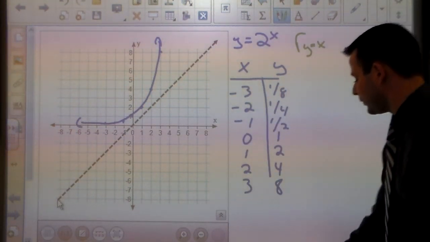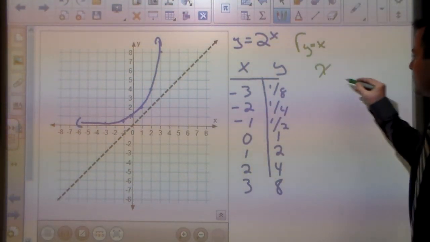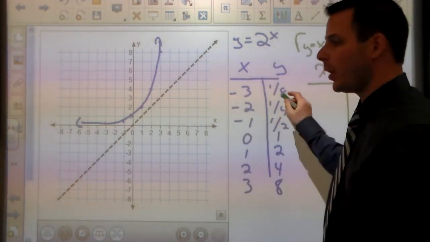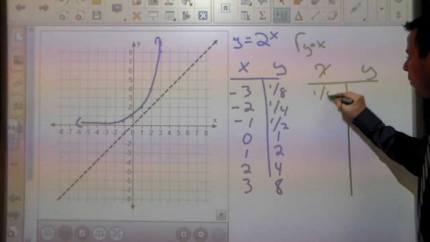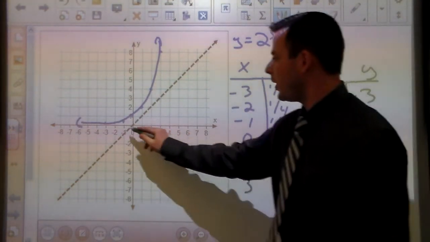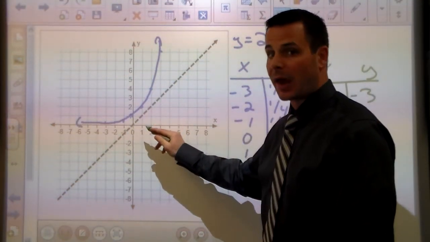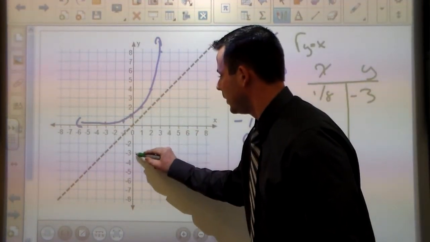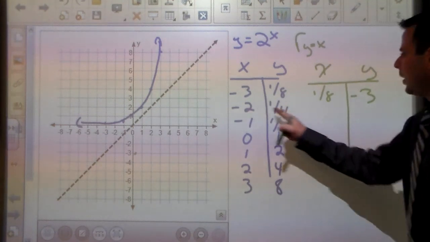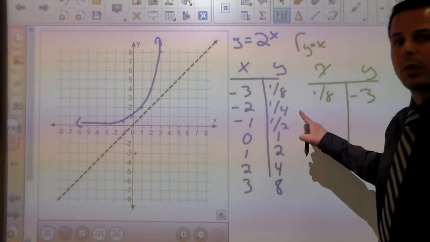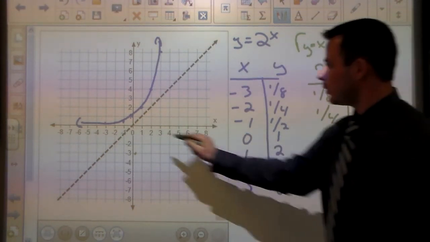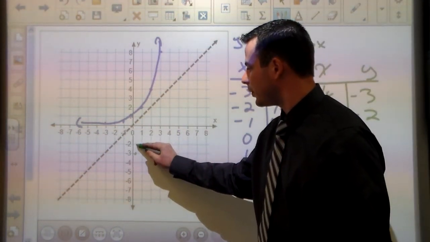So I'm going to set up a table of values for this. My first ordered pair is -3, 1/8. What's my new ordered pair? 1/8, -3. Let's plot it. 1/8 means go over a little bit, not a lot, just go right a little bit and go down to -3. There's my first ordered pair. My next ordered pair was -2, 1/4. Switch x and y. 1/4, -2.